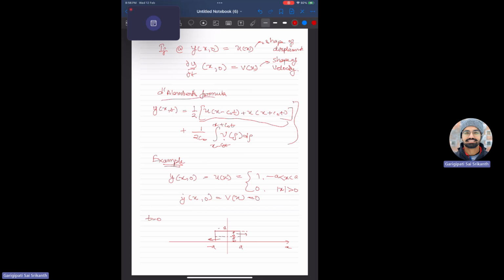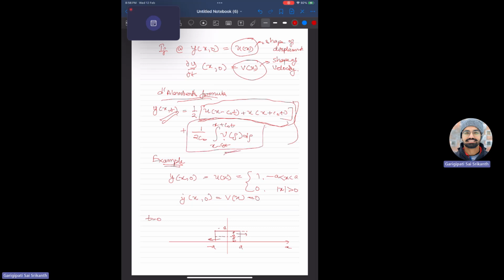Then we have D'Alembert's formula, and if you know the initial shape of displacements and if you know the initial shape of velocities, then how does time evolution take place? So that's a really useful formula. I think the mathematics of how this formula was derived has not been gone into in this particular lecture, but it would be worth looking at.